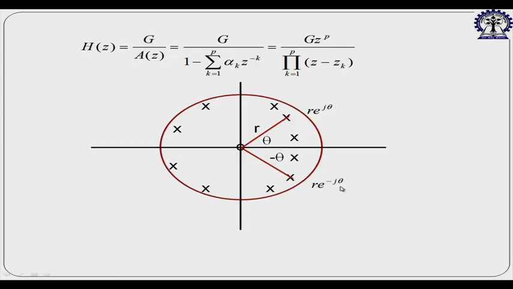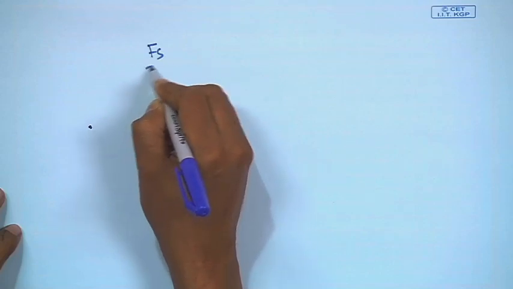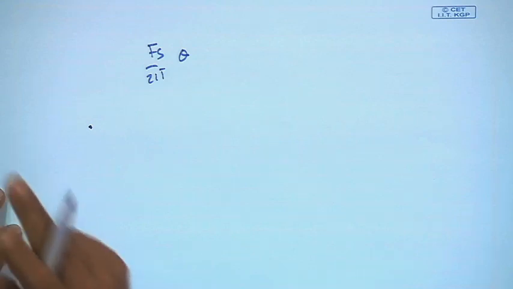Now, regarding formants, I will discuss this later, and I also discussed during the tube analysis that the formant position is r e to the power j theta. The frequency of the formant is given by Fs by 2 pi into theta. Every complex conjugate pole indicates one formant. If it is close to the unit circle, it contributes to the formant frequency because the energy will be very high.